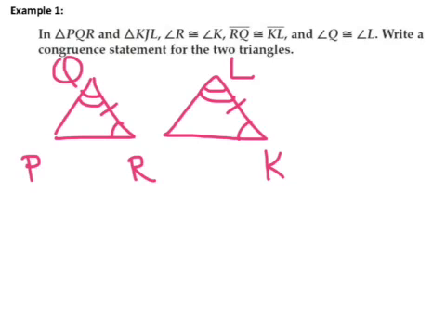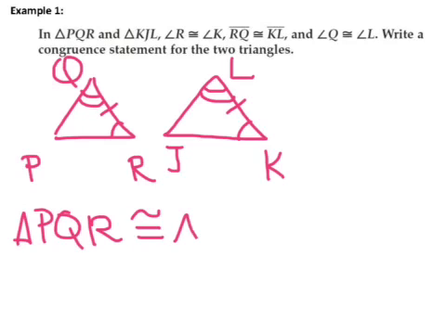So I want to finish off my second triangle name. Since it is triangle KJL, and I haven't listed J yet, I will place J right here. So there's angle J. Now, I'm going to state the first triangle, triangle PQR, and that's congruent to triangle, again, the correct corresponding order.